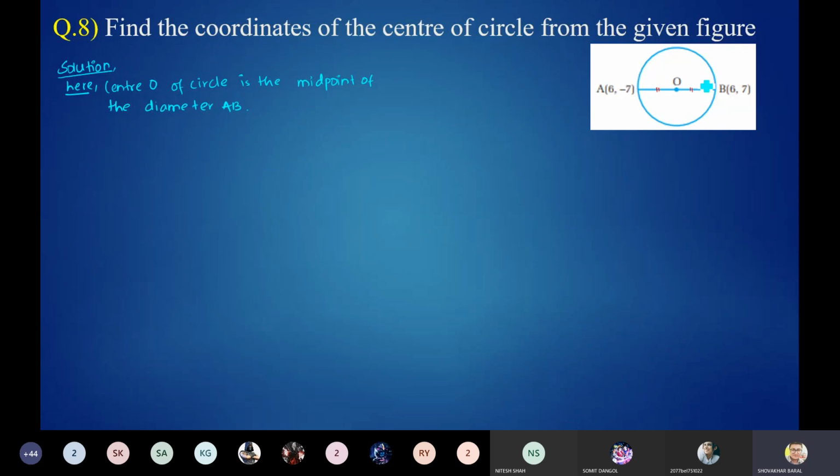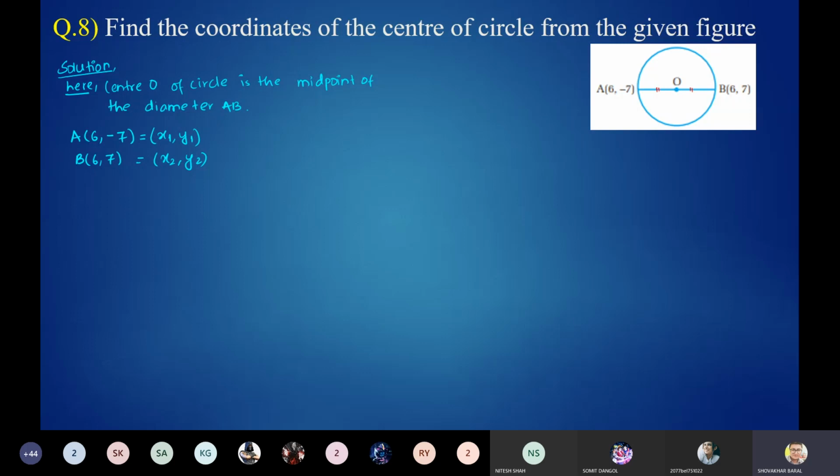Okay, the midpoint of the diameter of a circle is the center. So we use the midpoint formula. We'll use the concept of coordinate geometry that we have read earlier. So A(6, -7) is equal to (x1, y1). Let's suppose it is (x1, y1). B(6, 7), let's suppose it is (x2, y2).